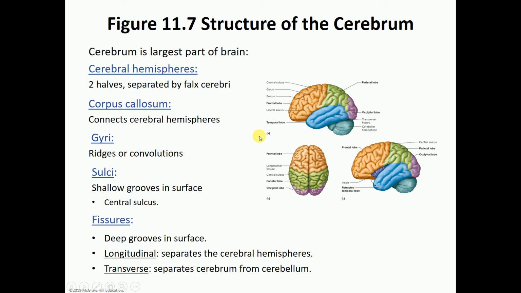The deeper grooves are known as fissures. And the two fissures that we want to be familiar with are one that we already talked about, and that is the longitudinal one that separates the two cerebral hemispheres. Another one that you want to be familiar with is this transverse fissure right here, and that separates the cerebellum on the bottom from the cerebrum on top. Actually, there's a third one. You might want to add it on here, and that is the lateral sulcus. The lateral sulcus separates the temporal lobe below from both the frontal and the parietal lobe above.